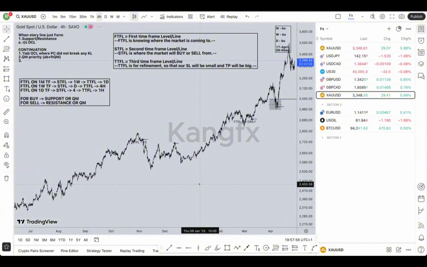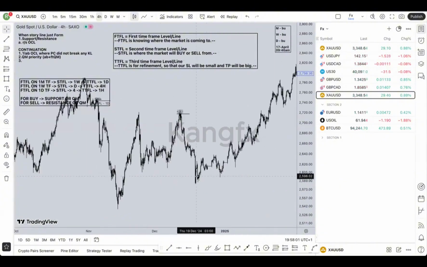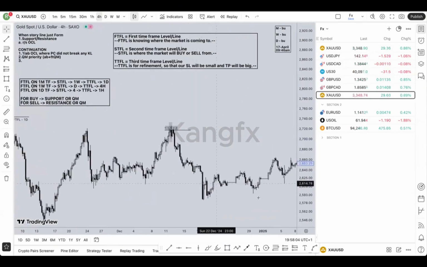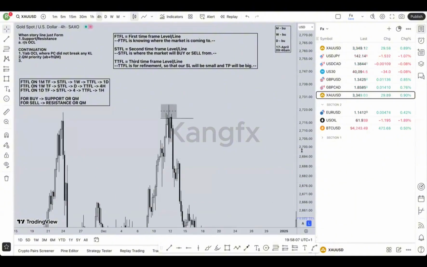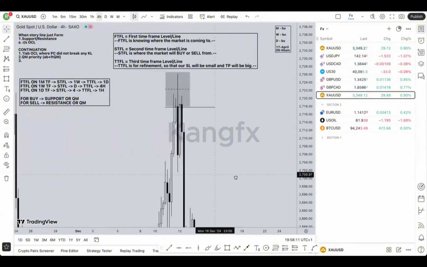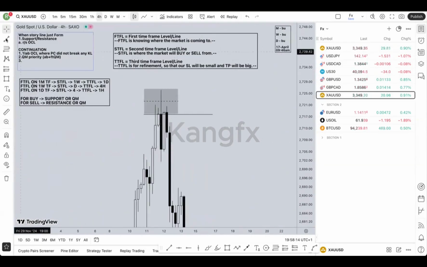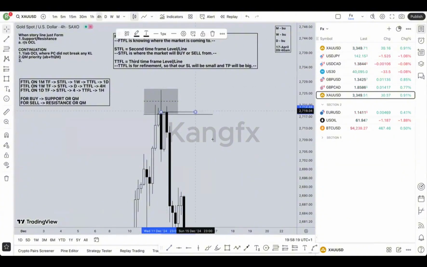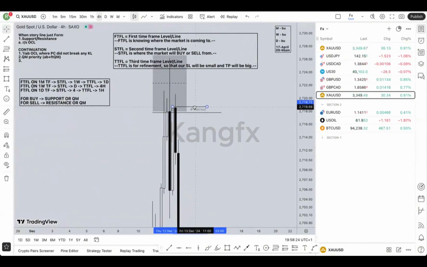So getting here, the only thing I'm looking for here should be resistance or QM. We've not seen resistance yet. Now getting here, we have a perfect resistance that is fresh. Now look at this place here. This is the resistance here that is fresh. You see that? That's a fresh resistance here for me to wait for market to come in here.